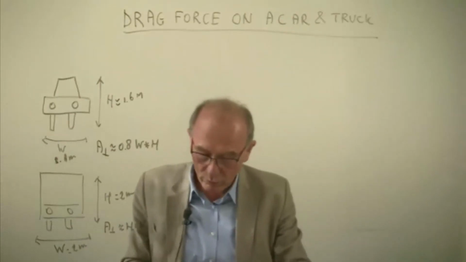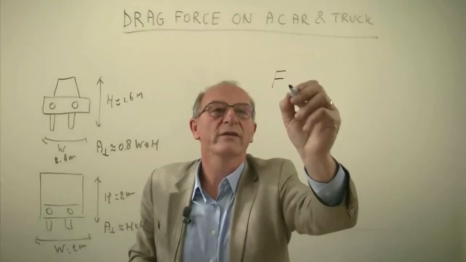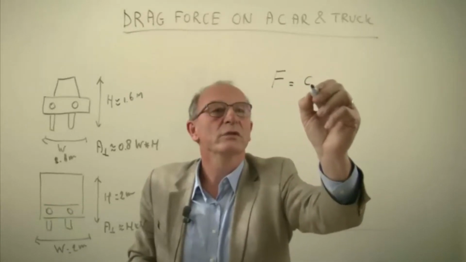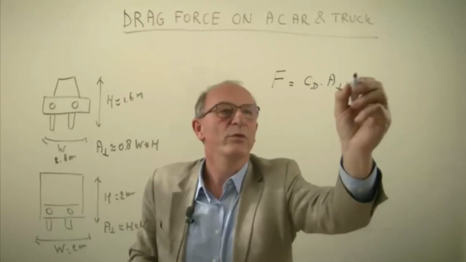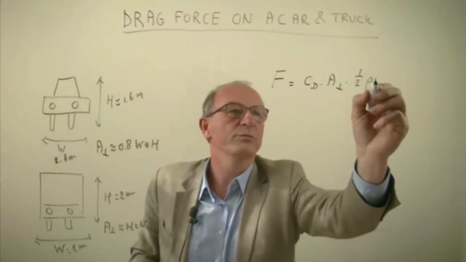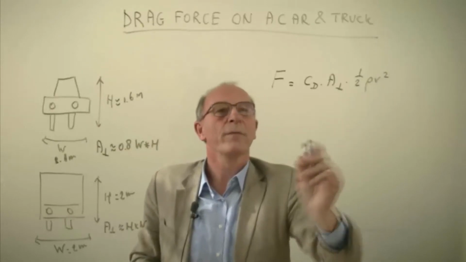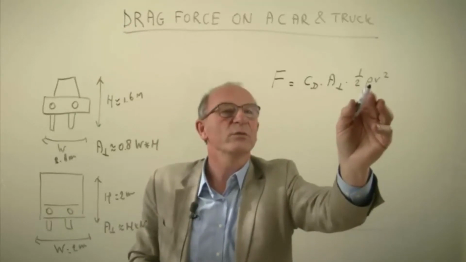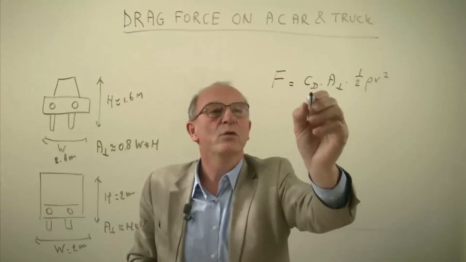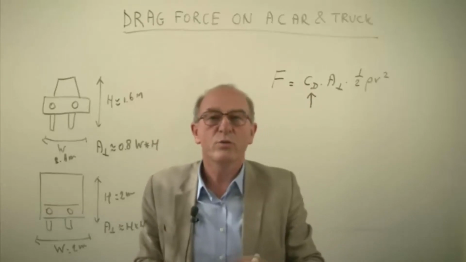Well, we have found an equation for it. We said that the force acting on an object was a drag coefficient multiplied by the surface area multiplied by the kinetic energy per unit of volume. So here the speeds of the truck and the car are, we assume that the speed is equal and that the air density is similar. Then we only need to know what's the CD factor. Well, the CD factors are determined in wind tunnels.